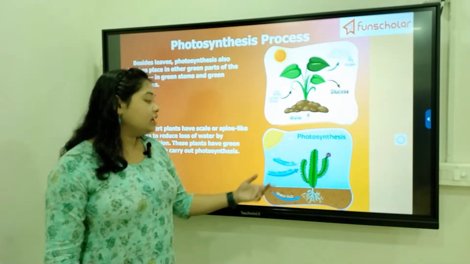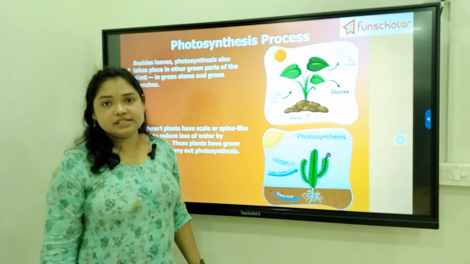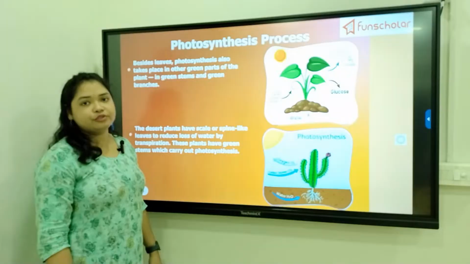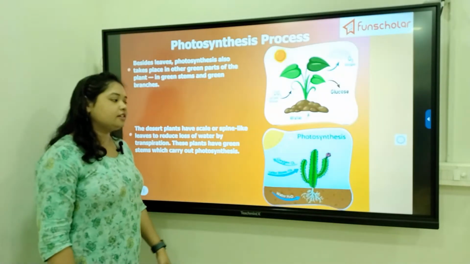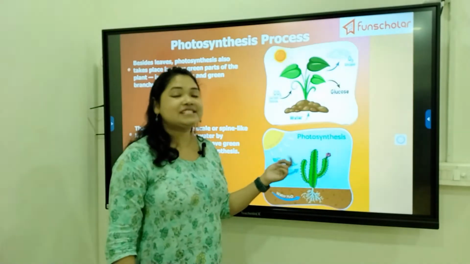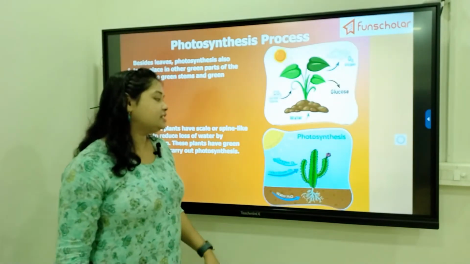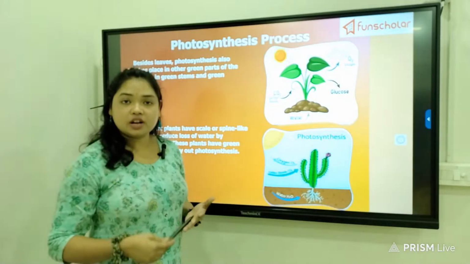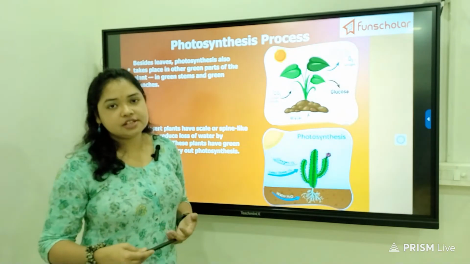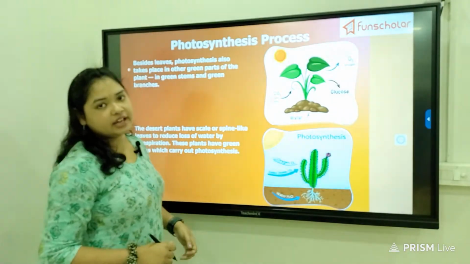So if the leaves have been converted into spines, needle-like structures, then who will conduct the process of photosynthesis? Obviously other parts of the plant, just like the green fleshy stem. The green fleshy stem which also stores water, food, and even conducts the process of photosynthesis for the desert plants like cactus.